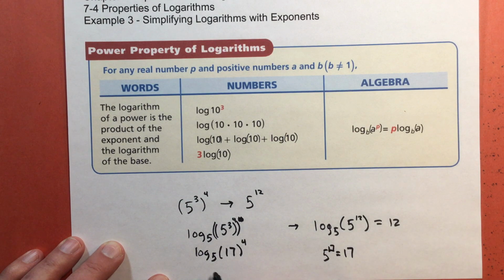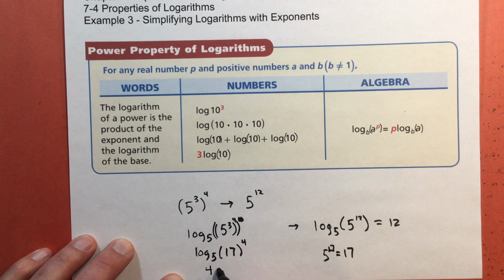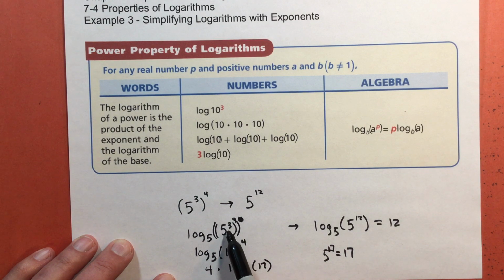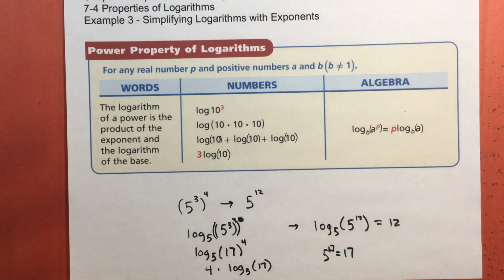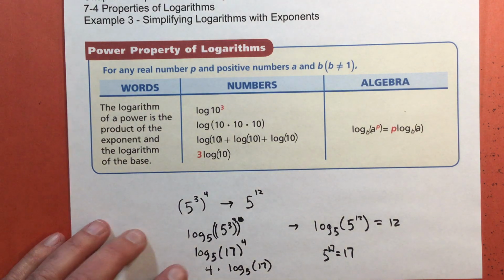So I can write this as 4 times log base 5 of whatever 17 is. Or any number, it doesn't matter. It's just, if I pick a number where it works, like I did at the first step, it kind of loses its mystery a little bit. Okay? So here's what the power property actually means.